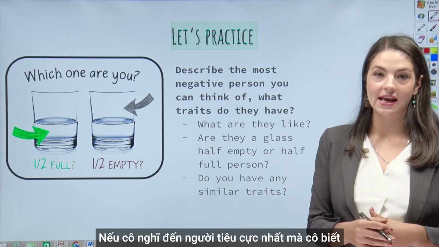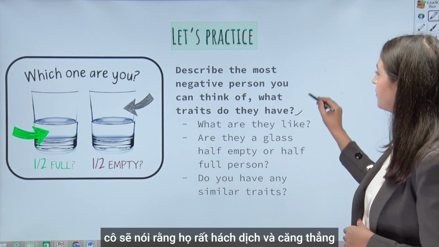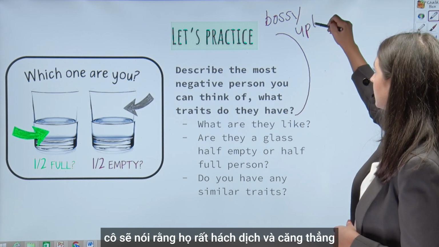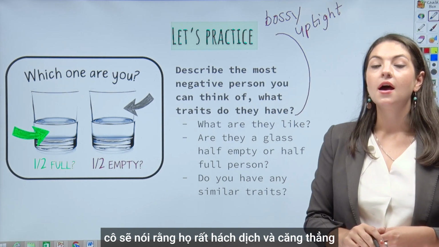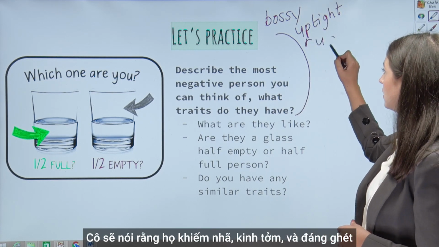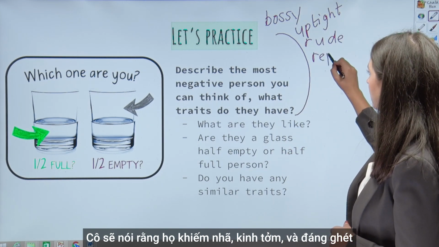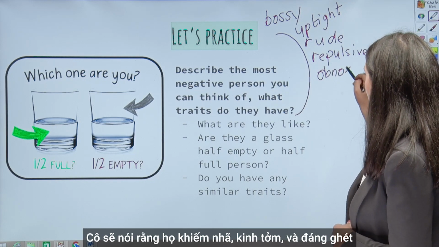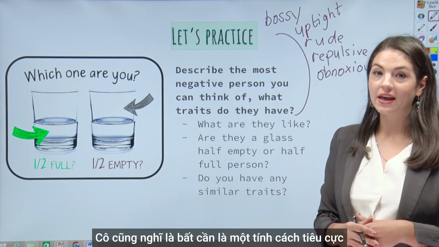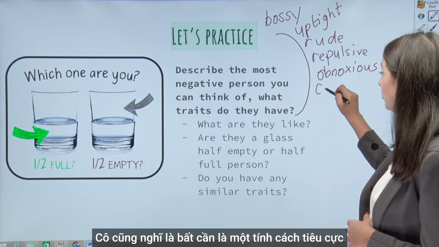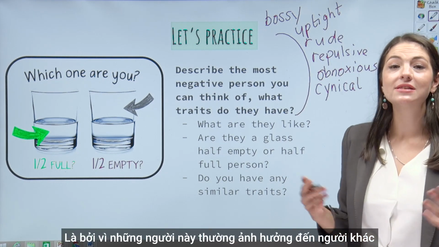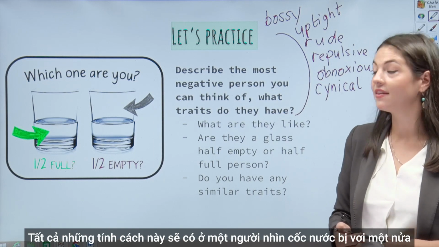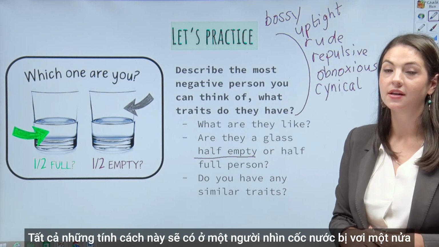So, if I think of the most negative person I know, I would say they are very bossy and uptight. I would say that they are rude, repulsive, and obnoxious. I also think a very negative personality trait is someone being cynical. I think this because this often affects other people and how they feel, because they put everything down. All of these traits would make this person a glass half empty kind of person, as they are very negative.